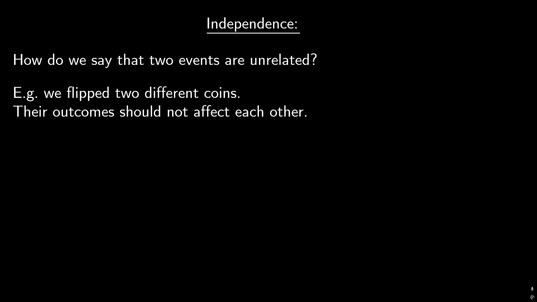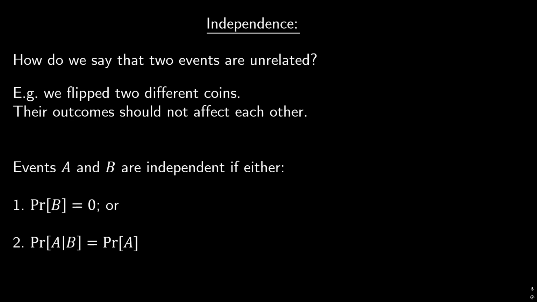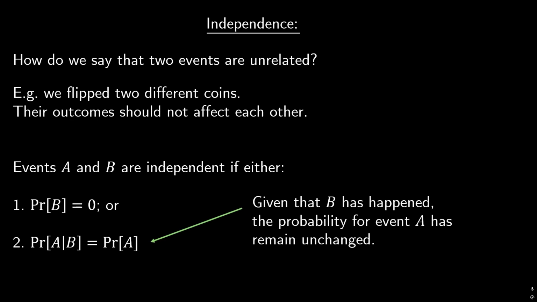So for example, let's say that I flipped two different coins, and let's say that we make this assumption. So this has to be an explicit assumption on our end, right? We actually have to assume this. We're going to assume that the outcomes should not affect each other, right? So we're going to say that events A and B are independent if either the probability of B is 0 or the probability of A given B is just the same as the probability of A itself. Okay, so what is going on here? Think of this as the intuition. It's basically saying that given that event B has happened, the probability for event A remains unchanged.